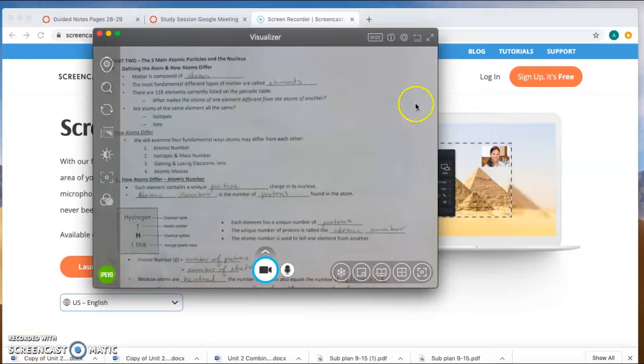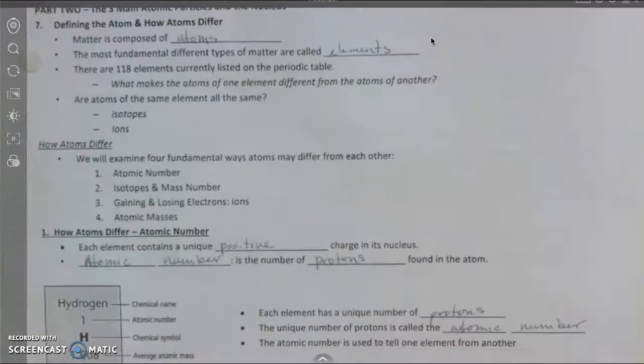Today we're going to define the atom and then look at some properties and subatomic particles. Matter is composed of atoms, and the most fundamental different types of matter, we call those elements.